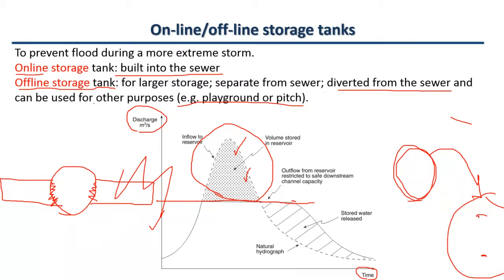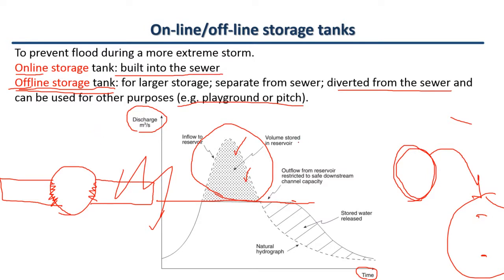So see the difference between online and offline. Offline sounds very good and interesting, because you can use that area for other purposes. Sometimes a parking lot is used as offline storage. It doesn't matter. You don't need it to be 1 or 2 meters. Even a capacity of half a meter is good.